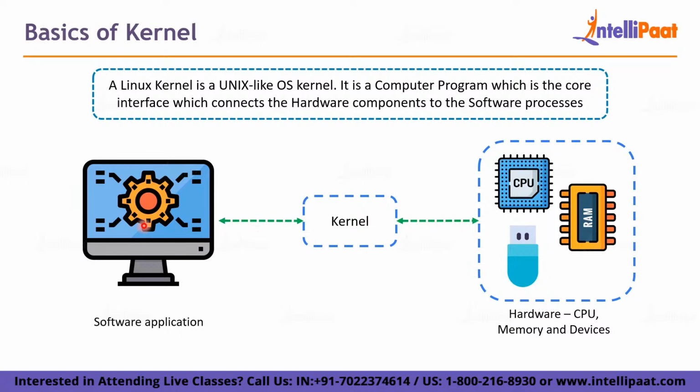So let's say you're trying to find out how much RAM your system is currently using. You cannot directly go and check the RAM in your system. You need a process running in the background which connects to the hardware components, checks how much RAM is being used and sends that information back to you. So that is what the kernel does. The kernel does all kinds of operations that we'll see now.